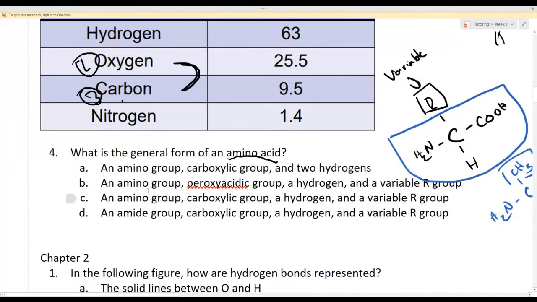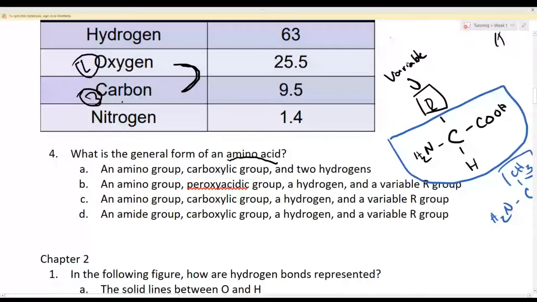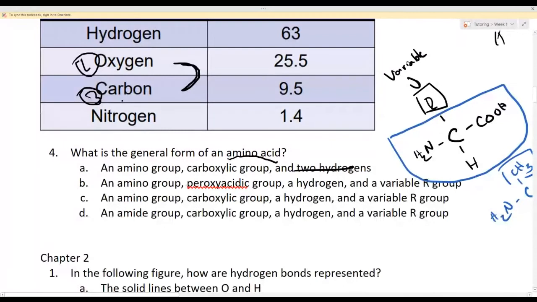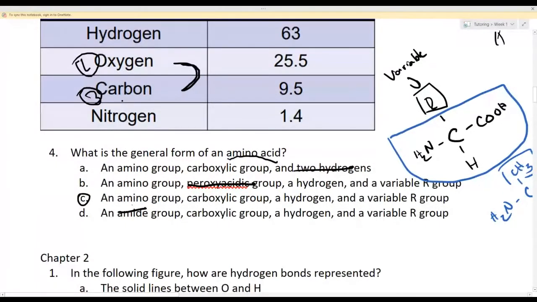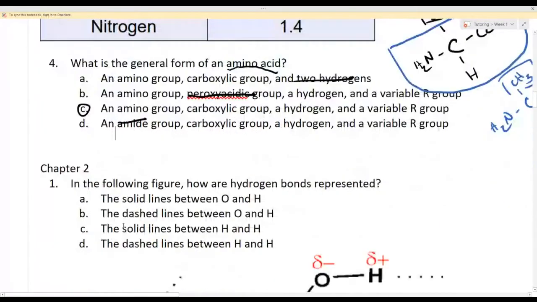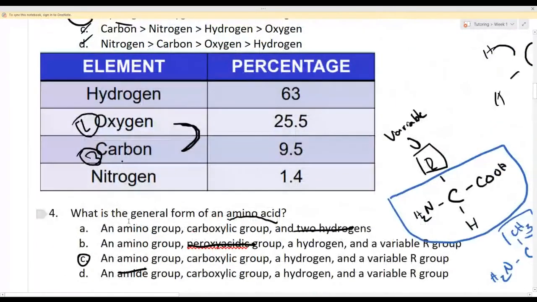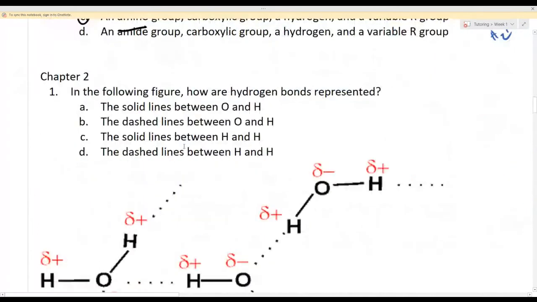There we go. Okay. So in this question, it is not A because it doesn't have 2 hydrogens necessarily. Not B because it's not a peroxy acid. C is correct, and D is incorrect because it's not an amide. Okay, so that's some of the most important highlights from chapter 1. There is a lot more in chapter 1, obviously, but those are the ones that I think are the most important to know, both for your exam and so that you can do well for the next few topics.